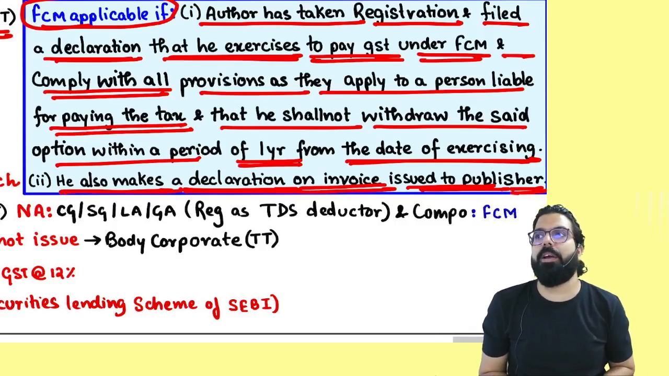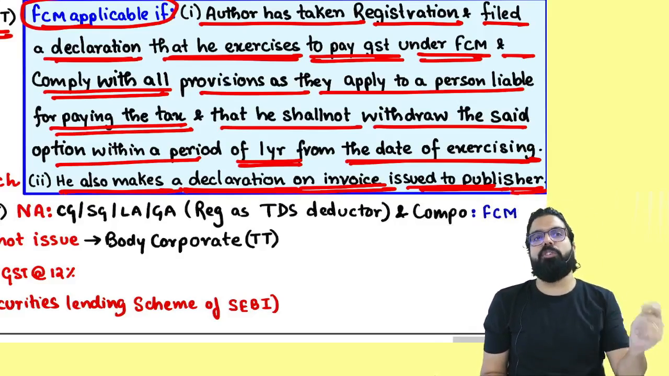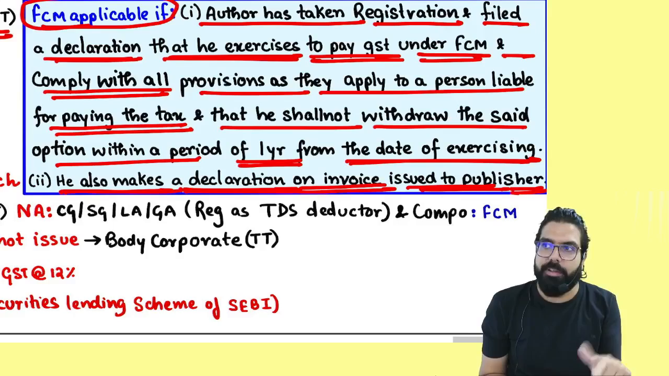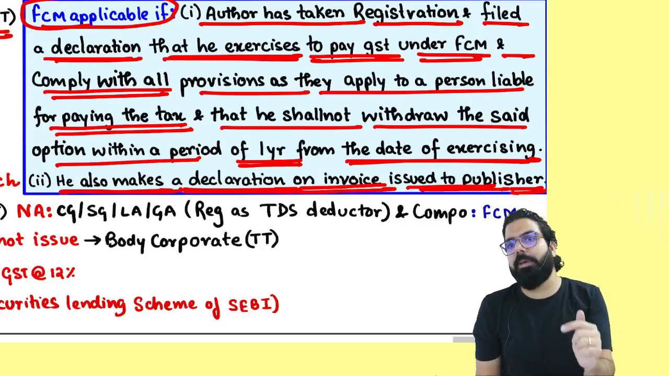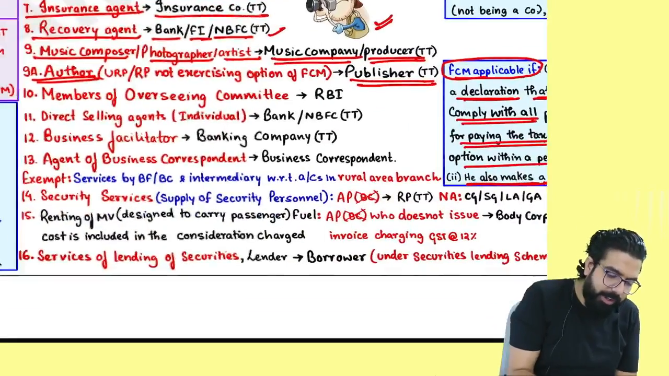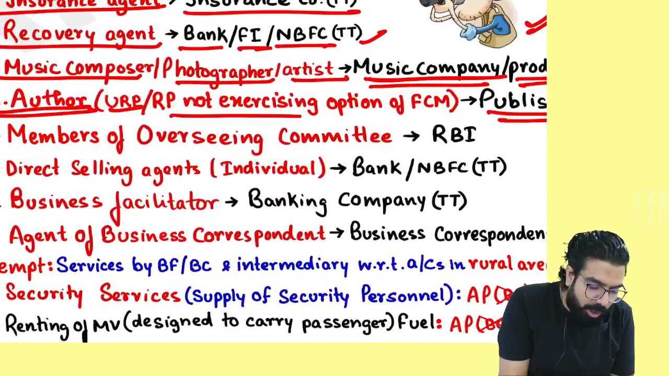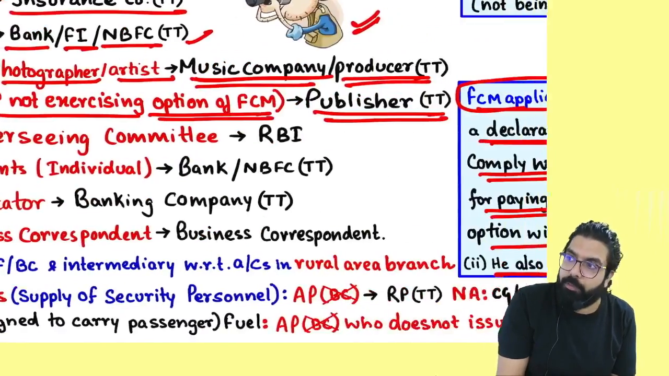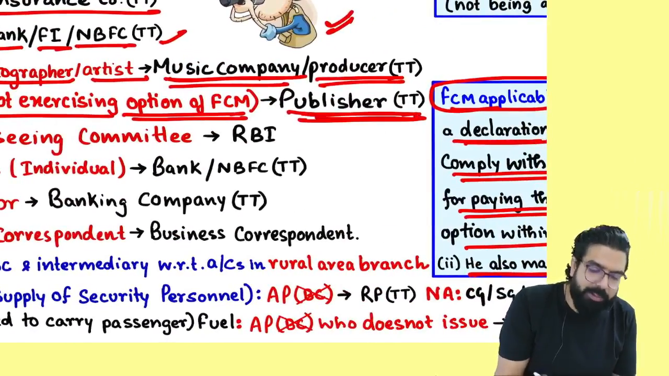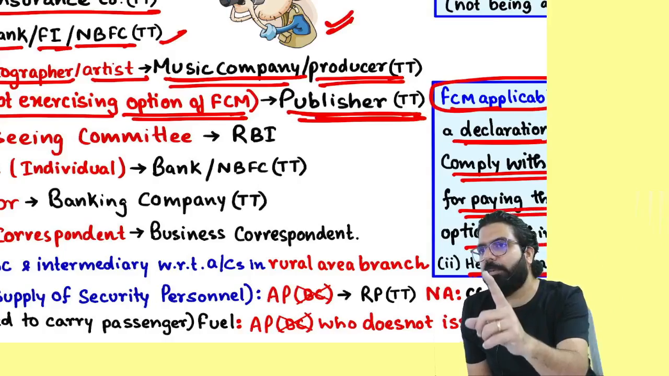GST will be payable under RCM. But can authors go for forward charge? Yes, they can opt for forward charge mechanism also. Everyone here. So if the author is unregistered, or the author is not exercising the option to pay GST under forward charge, then always the publisher will pay. But can authors go for forward charge mechanism?